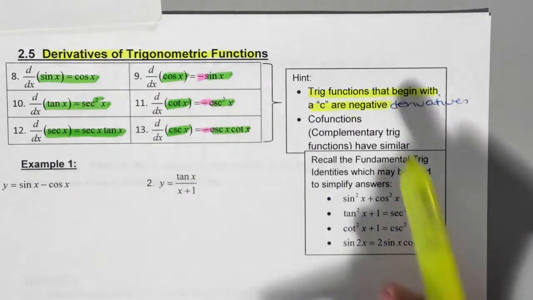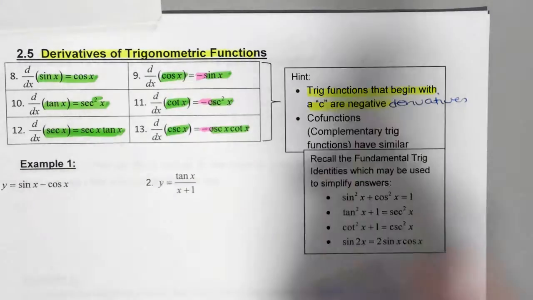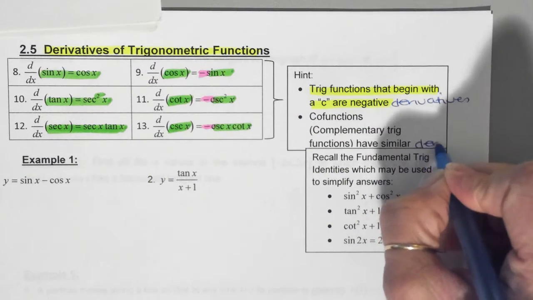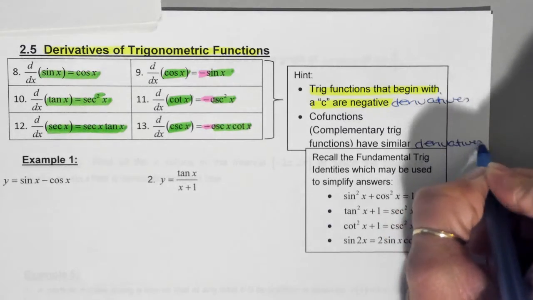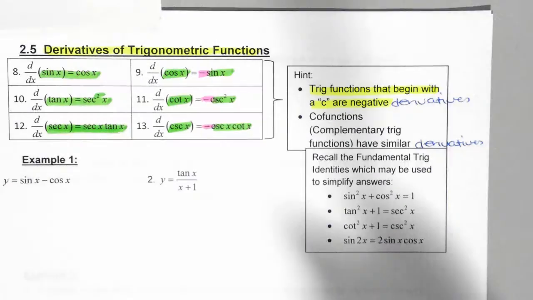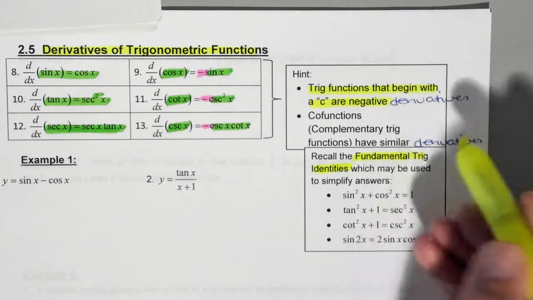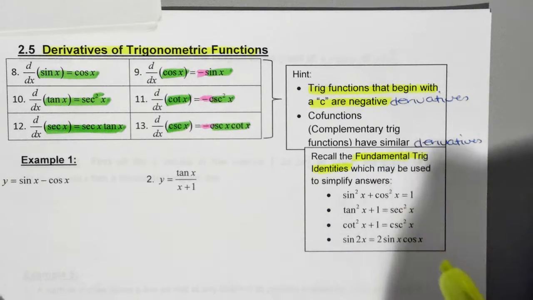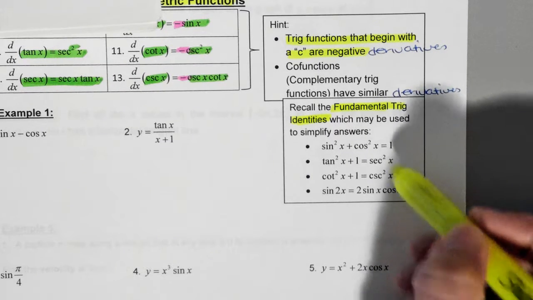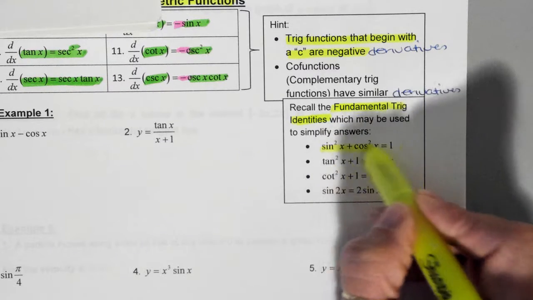Okay, cofunctions, which are complementary trig functions, have similar derivatives. That word is missing. And these fundamental trig identities are extremely important, and they can be used to simplify some of your answers once you take the derivative. And you do need to know these.